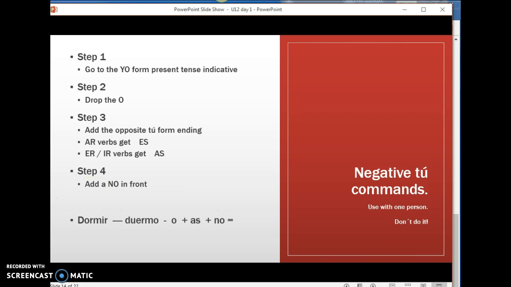So for example, we take the verb dormir. We go to the yo form, duermo. We drop the O. We add AS because it's an IR verb. And we add a no in the front, which gives us no duermas en clase, no duermas.